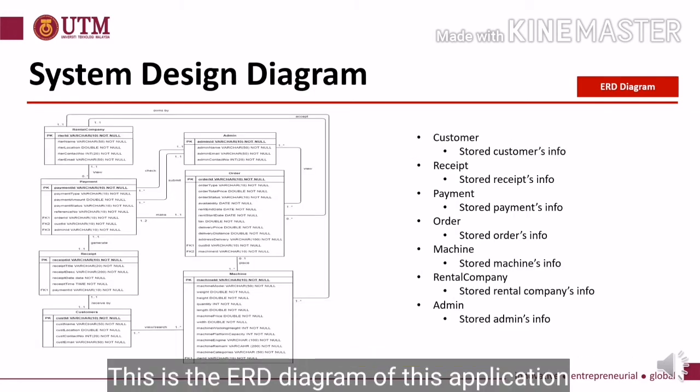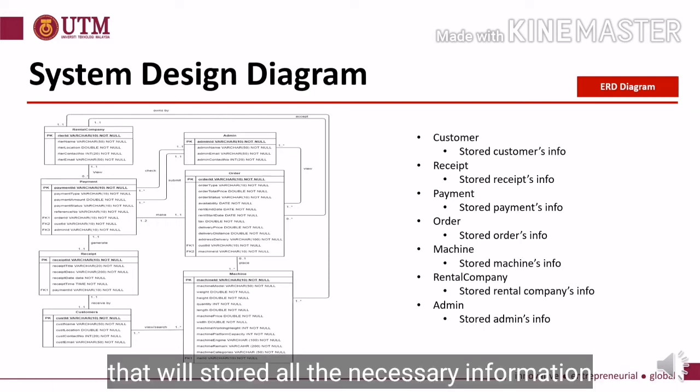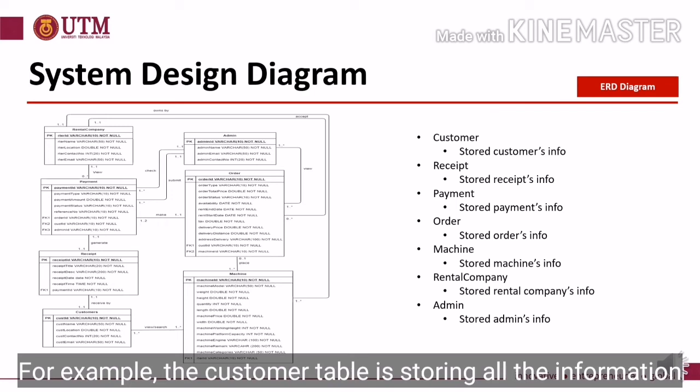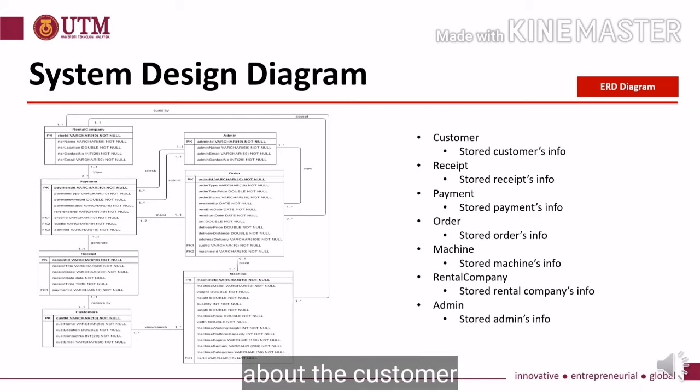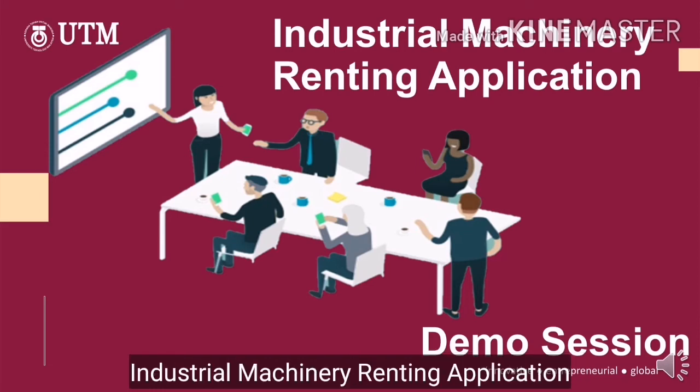And this is the ERD diagram of this application. From this diagram, we get to know we have 5 tables. They will store all the necessary information. For example, the customer table is storing all the information about the customer. And now let us proceed to the demonstration of the industrial machinery renting application.